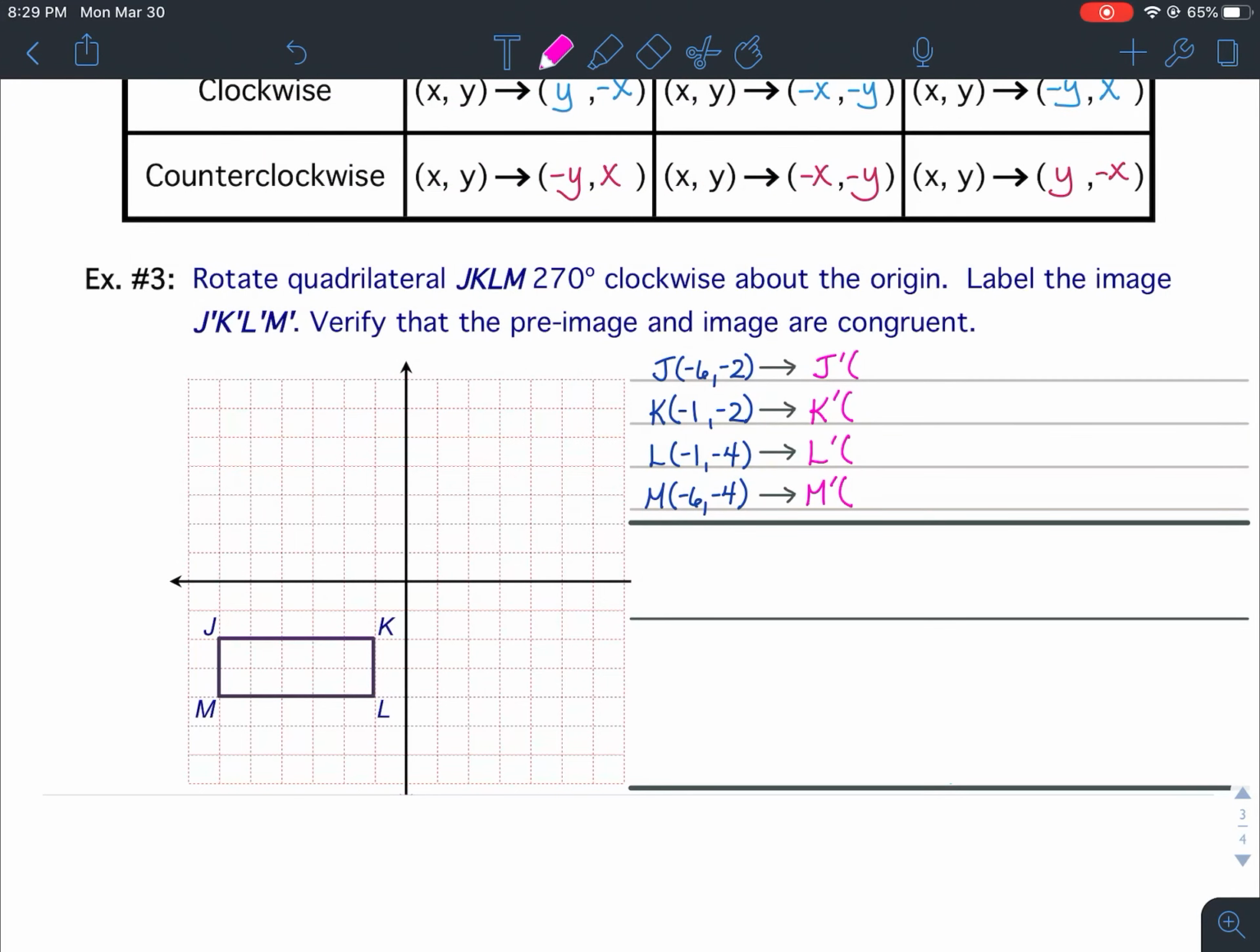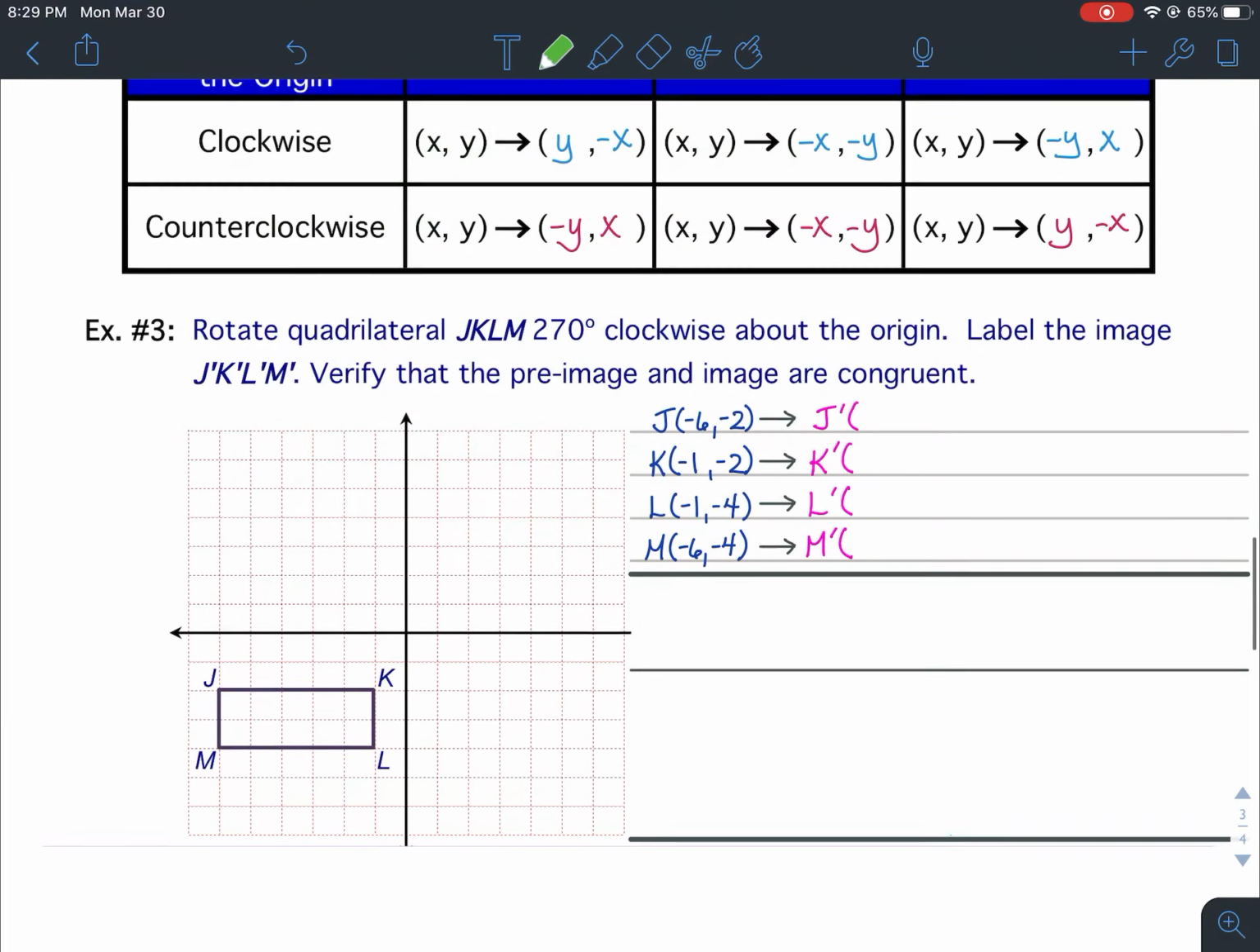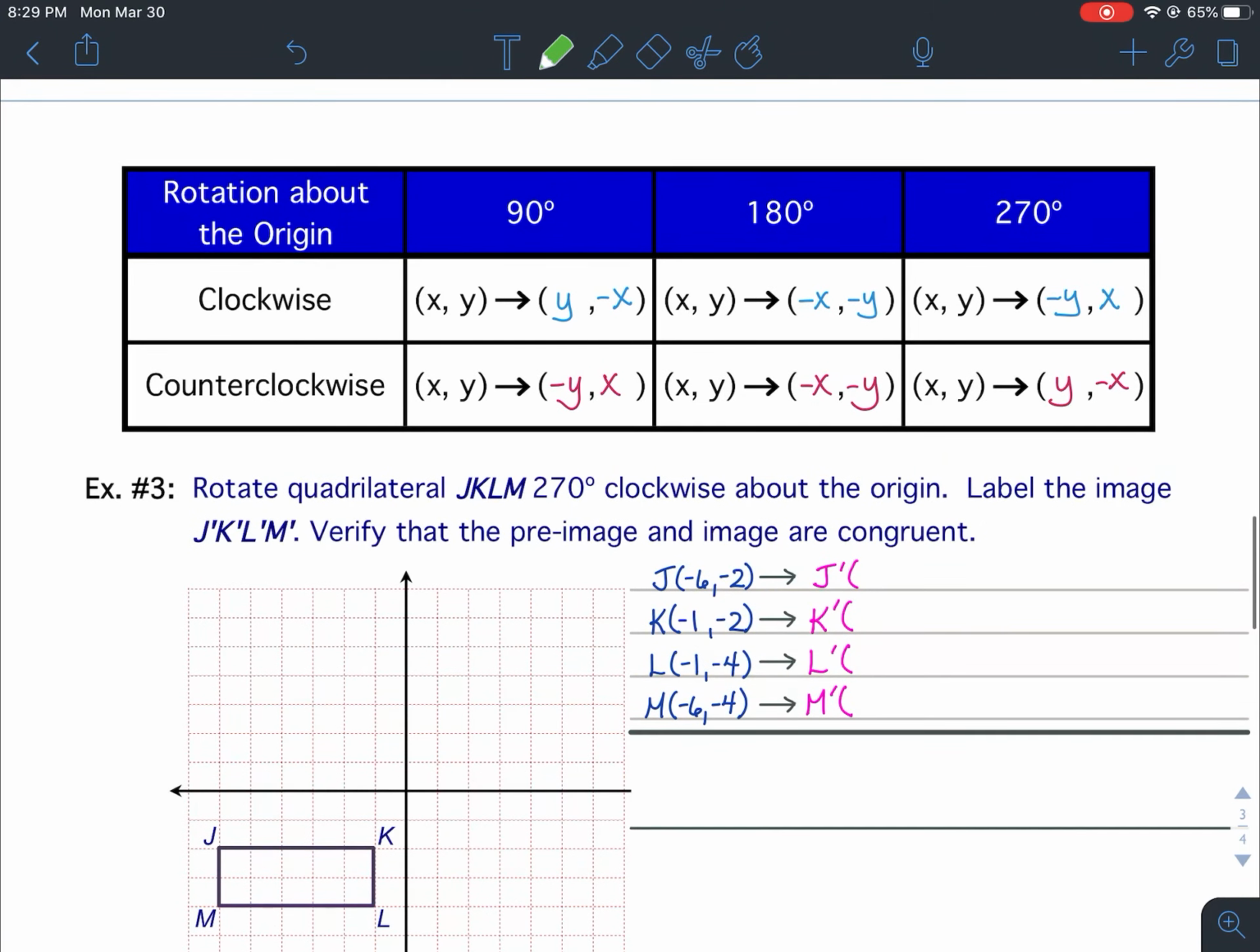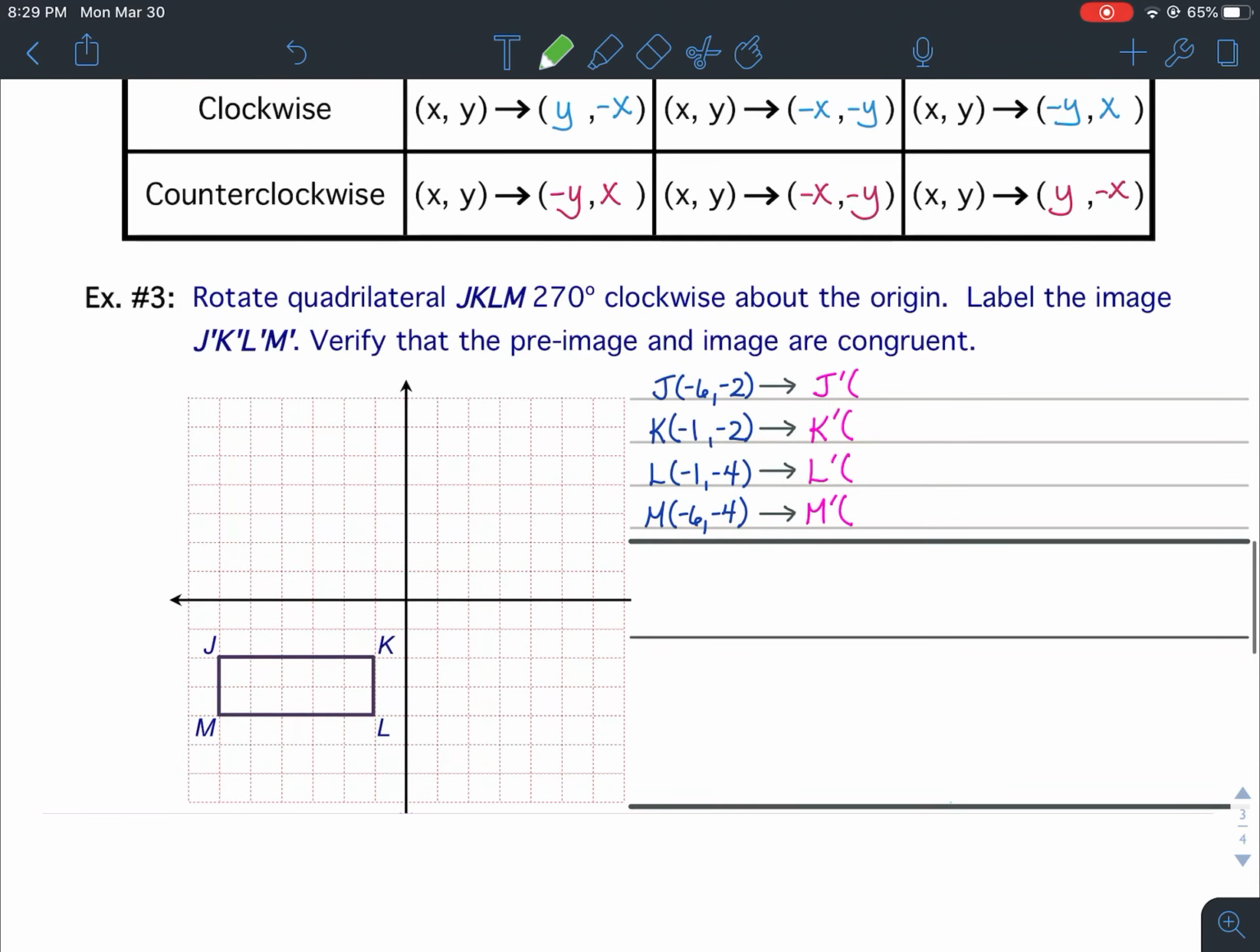Okay, so 270 degrees clockwise. Let's go up to our chart here. Here's clockwise, and then here is our 270 degrees. So for 270 degrees clockwise, the rotation is going to look like negative y, x. Negative y, x. So right here, I would like you to put negative y, x.